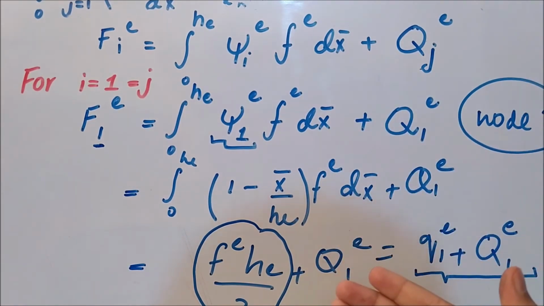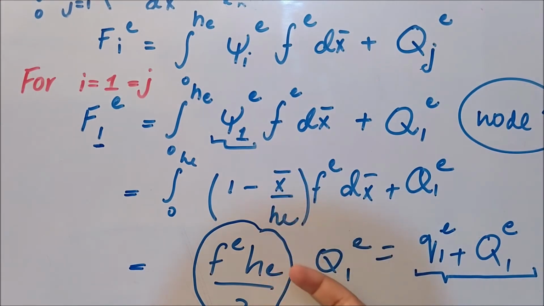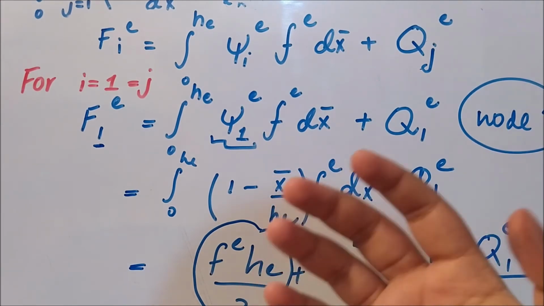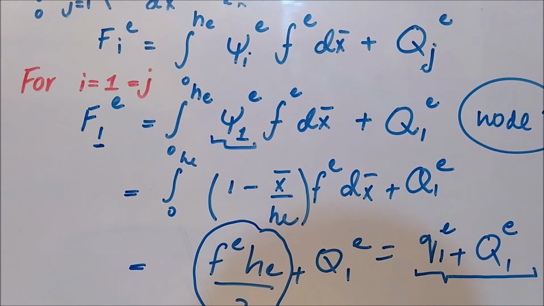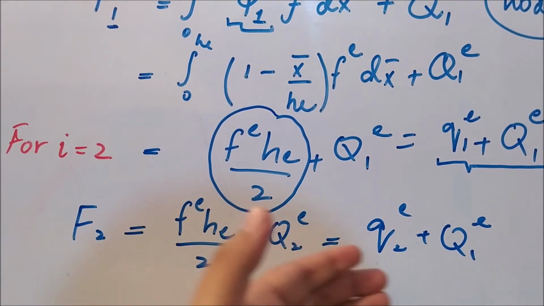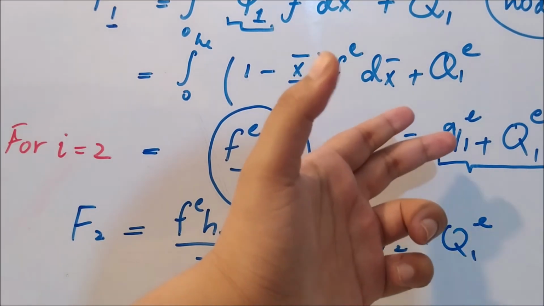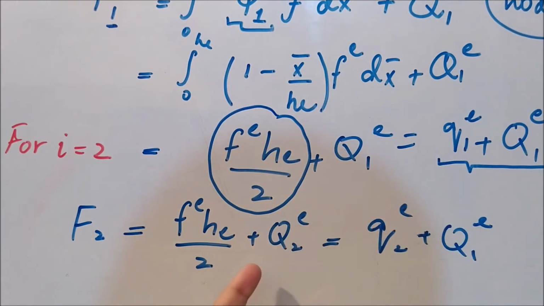All the things remain the same except we have to use ψ2 here and take the integral just like this. After solving and plugging in ψ2, that was x bar by h, we will be getting the same force, which implies that when we are in the linear element, the total force is distributed equally within the two nodes. Half of the force is acting on node 1 and half of the force is acting on node 2. But this wouldn't be the case if we go to higher orders.